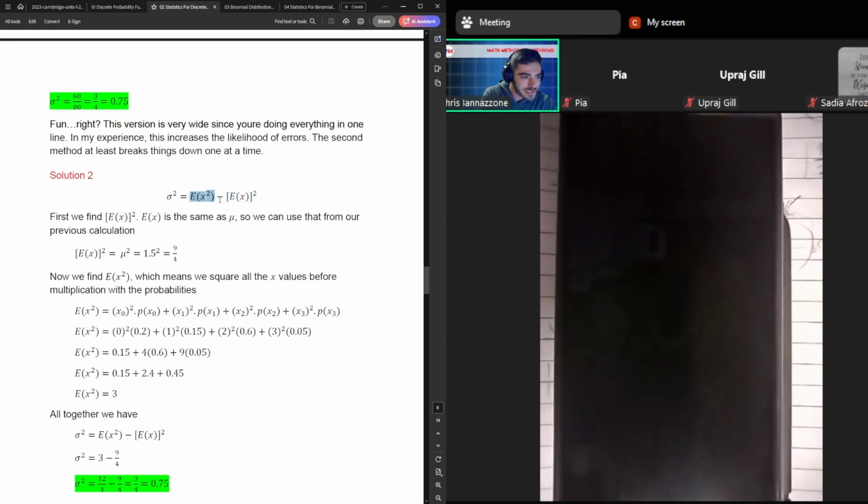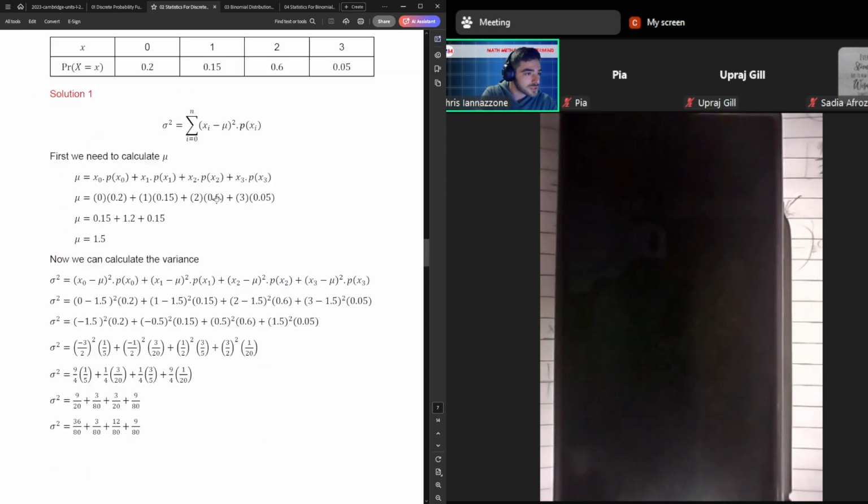You need to find E of x squared, which we talked about earlier, how you would do exactly that. And then you want to solve E of x all squared. So this just means doing the expected value like you normally do, x times probability, then square it at the end. This one, we just saw what that was like.